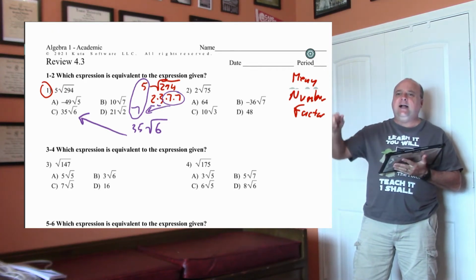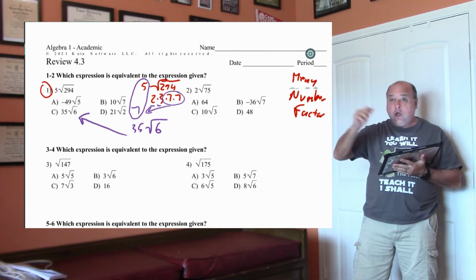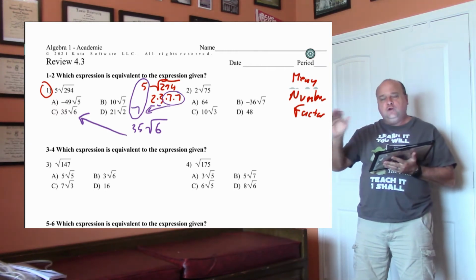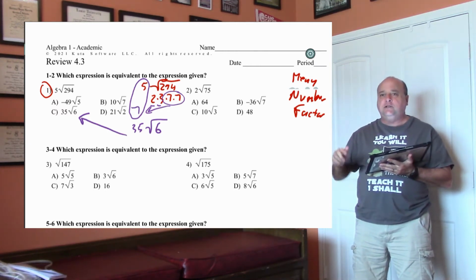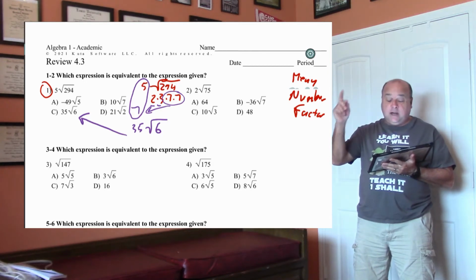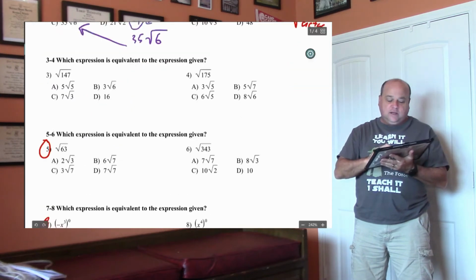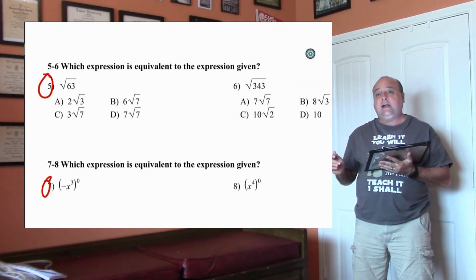So Menu, Number, Factor gives you the prime factors, which is what you got when you did a factor tree in 5th grade. Then you circle the factors that are pairs, take them out, and whatever's not circled stays inside. The other way you could do this is just to multiply it on the calculator.